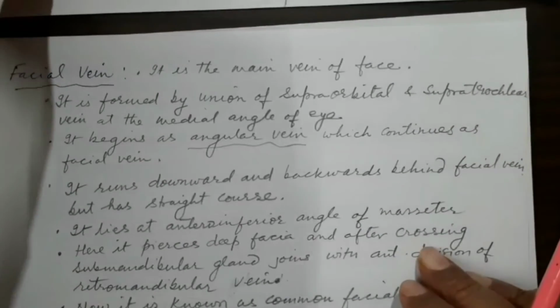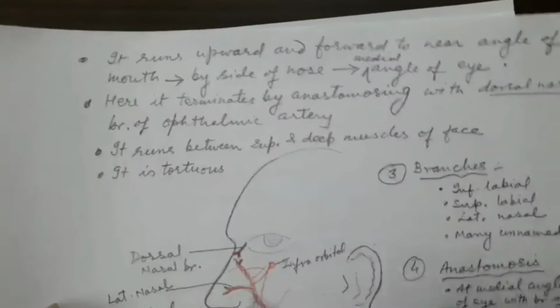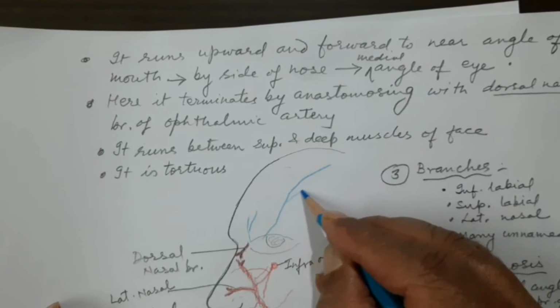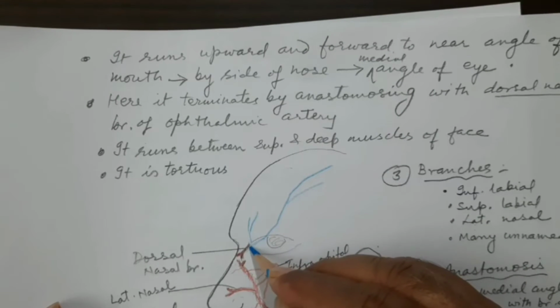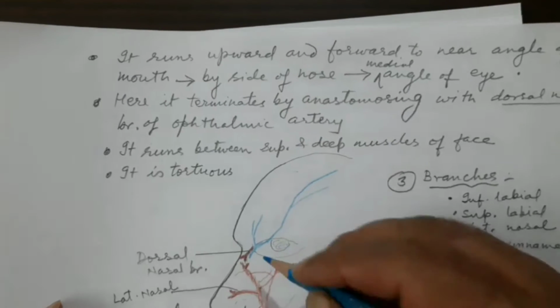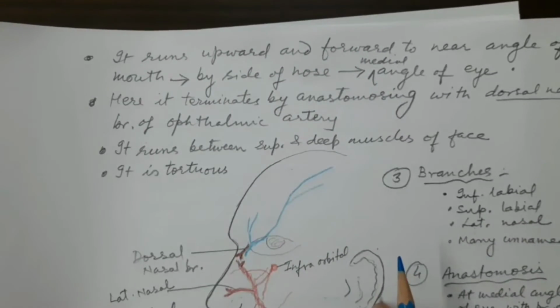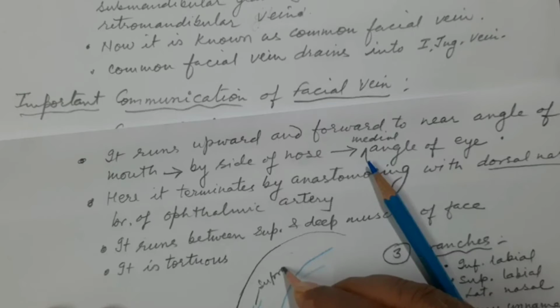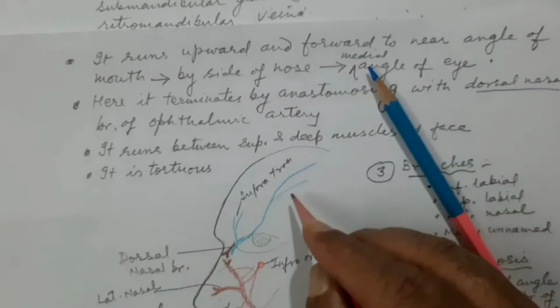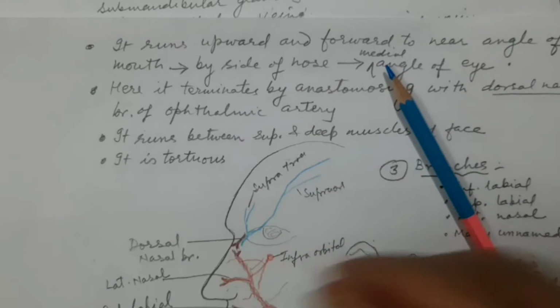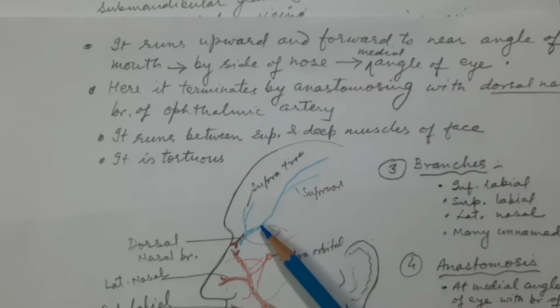Let me draw its formation at the medial angle of the eye. This is the supratrochlear, and this is the supraorbital vein, and these veins will unite with each other at the medial angle to form the facial vein. Let me write here supratrochlear vein, and this is the supraorbital. Okay, this will also communicate with the superior ophthalmic vein.